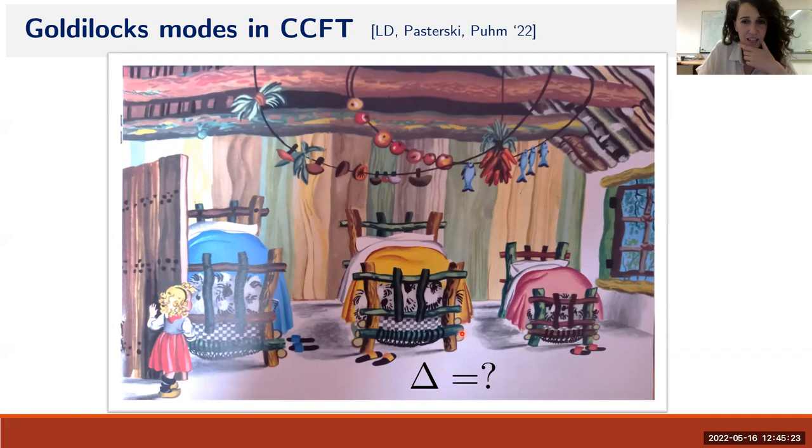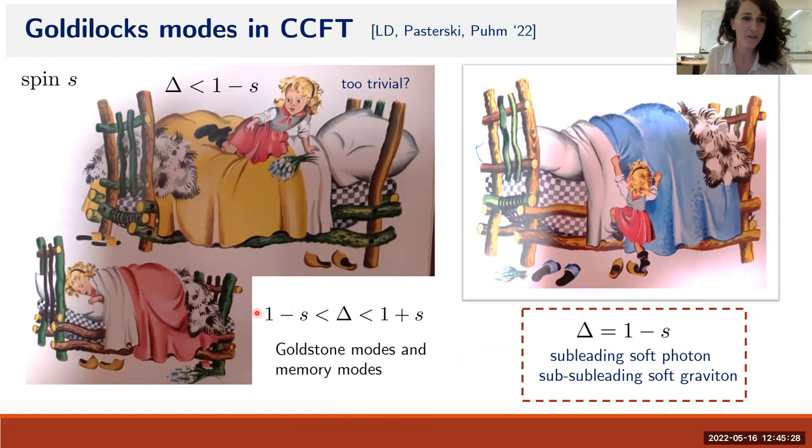So basically, I told you there are these very nice currents which appear for these specific values of delta. But actually, you might know that there are also subleadings of photon and subleadings of graviton. And these modes, when delta equals, so s is the spin here.